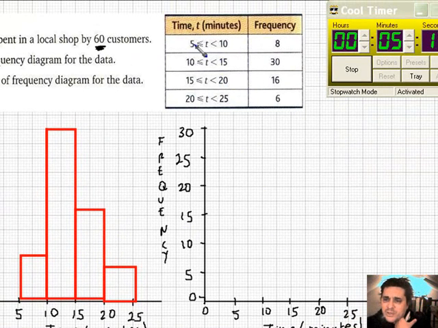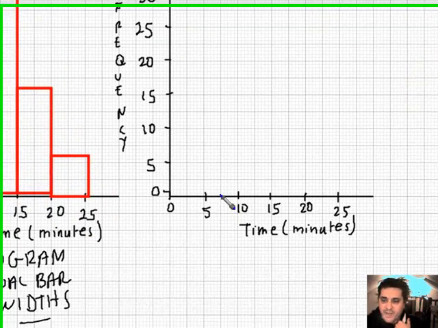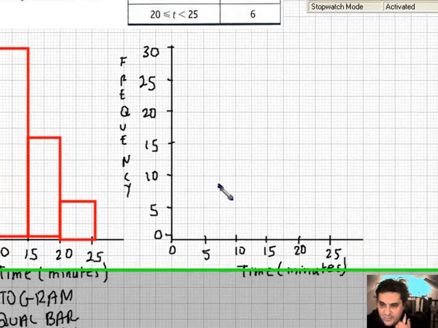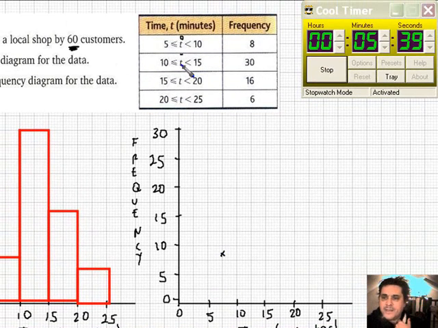Now, with frequency polygons, we look at the midpoint of each class and we plot that. So between 5 and 10, we have 7.5. Between 10 and 15, 12.5, etc., etc. So our first point will start from 7.5, and we're going to go up to 8. So 8 is there, from what I can see. Next one, 12.5 and 30 up. So that's between 10 and 15. 30 up is quite easy to spot. It's right there.